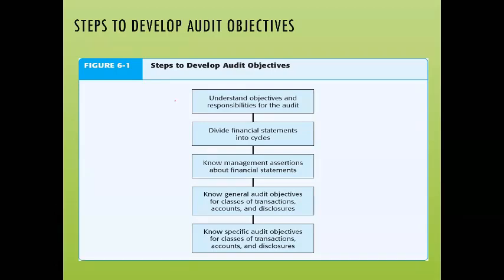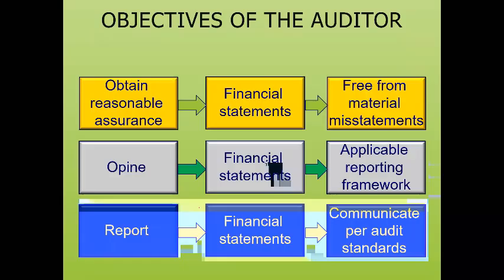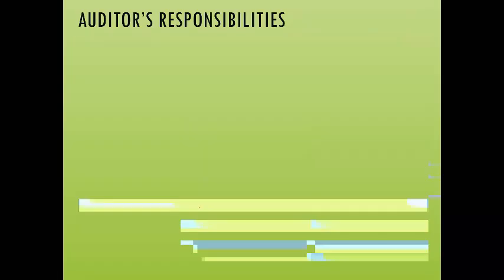In part 1 we finished the first step, which is understanding the objective and responsibility for the audit, and we started step 2. This is what we are going to complete today, because we are also going to explain the other 3 steps. I will go directly to dividing the financial statements into cycles.